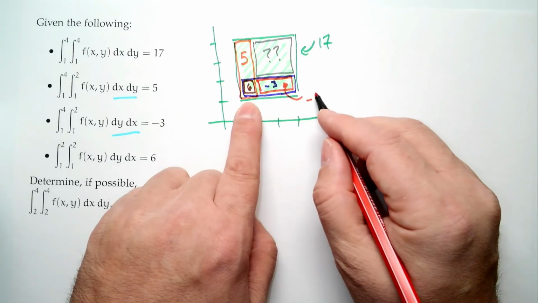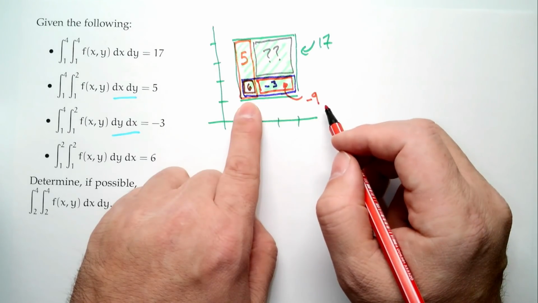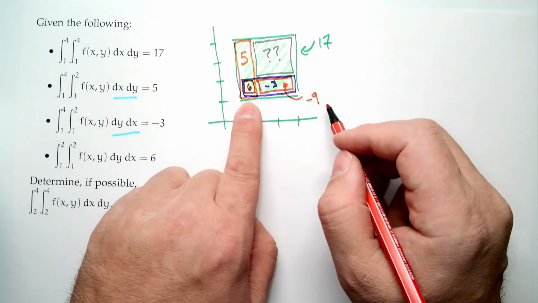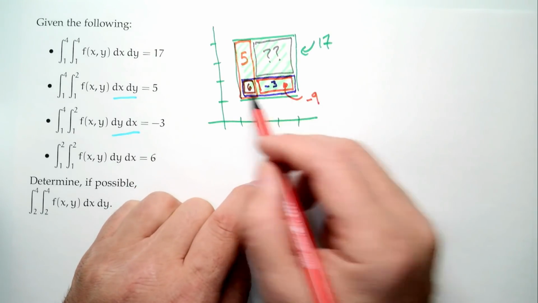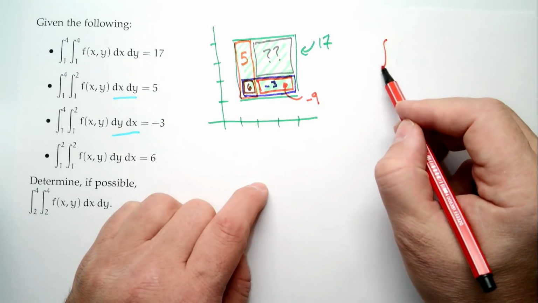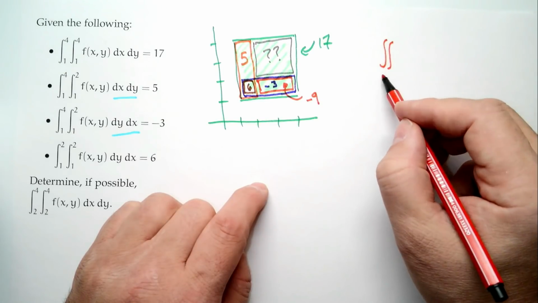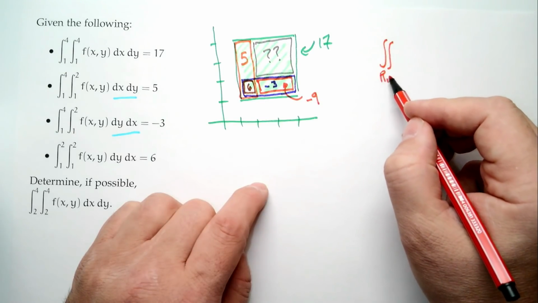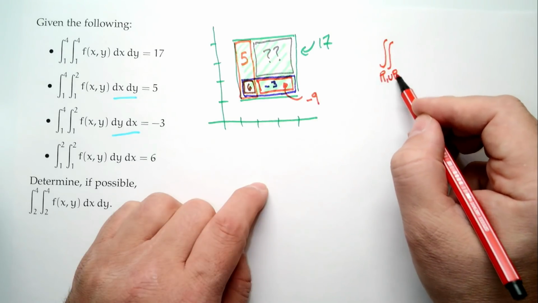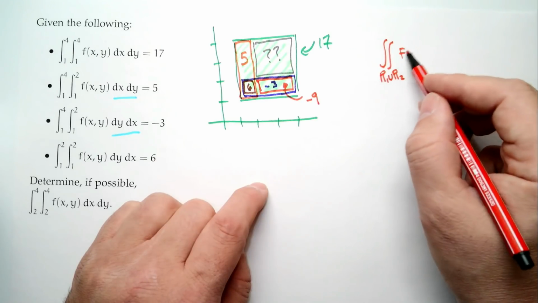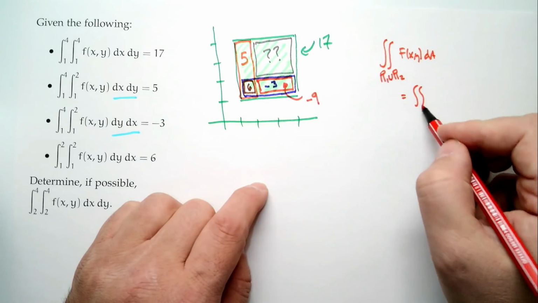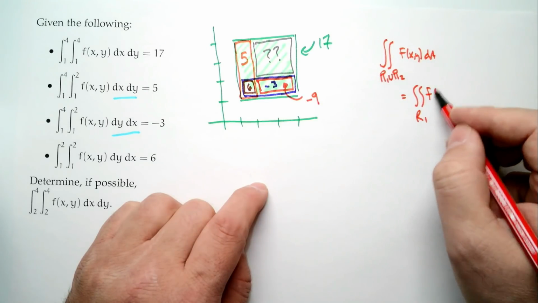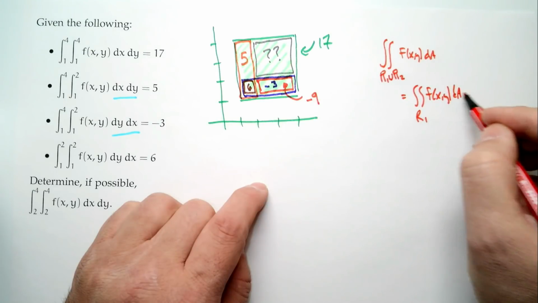-9 is the correct answer. Why? Because you can think of it as, there's this nice fact that says if I'm integrating over two rectangles, and oftentimes we use this little u for two rectangles put together, of my function dA, then I can really think of it as just integrating over the two of them and adding them up.